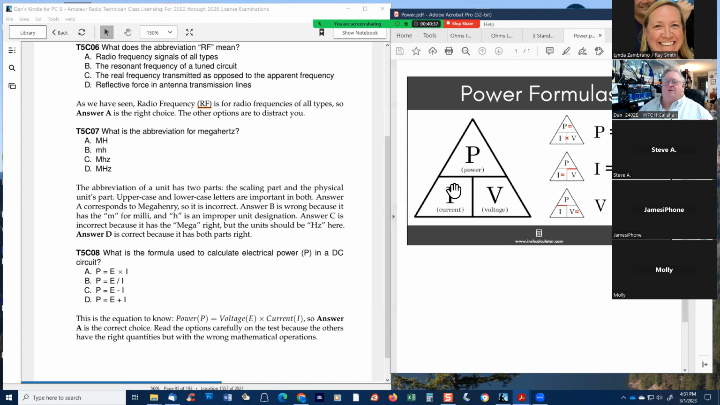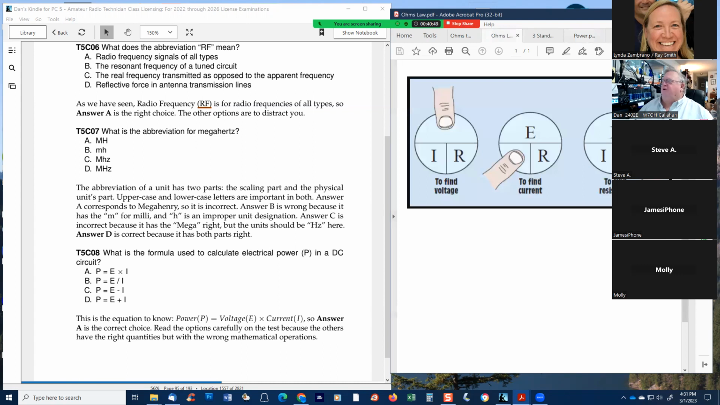And this is another thing to draw, as well as Ohm's law, when you take a test. It'll keep it running for you. And I'll show you one more. I don't know if I showed this. For Ohm's law, we'll get to it. I did show it to you.